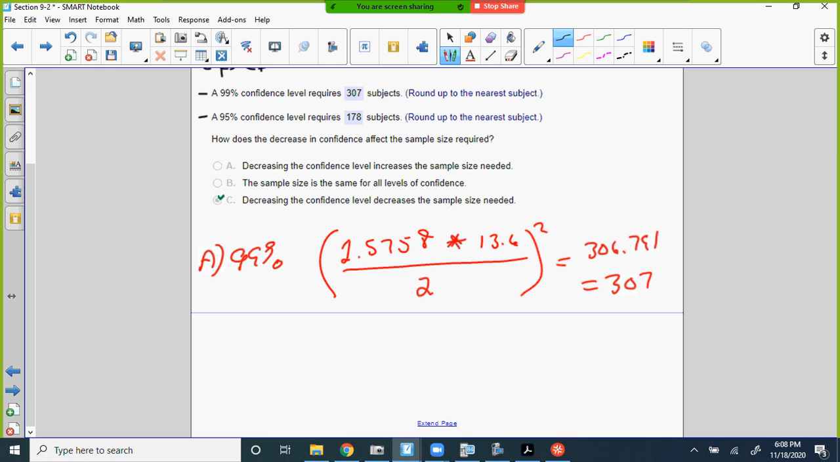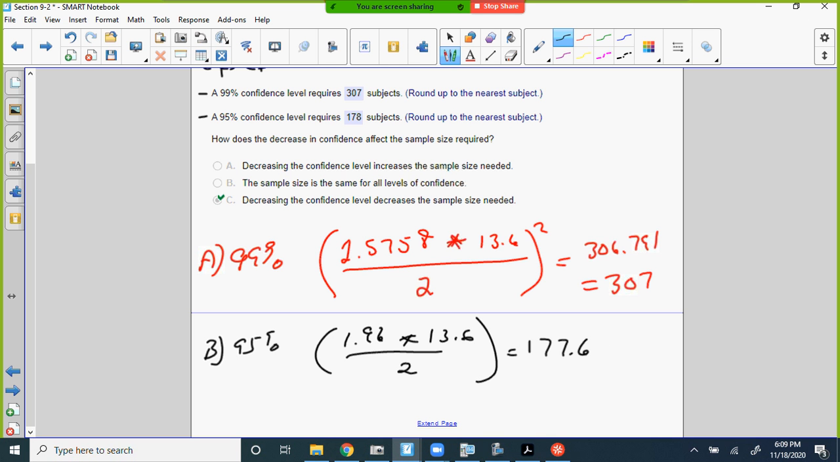Now, I'm going to go ahead and write this out for the 95 so that you can see it when you go back. The only thing that we're changing is the Z value there. The Z is alpha divided by 2, right, if you look at the formula. And that comes out to be 177.6, which is, guess what? 178. Okay. How does the decrease in confidence affect the sample size required?